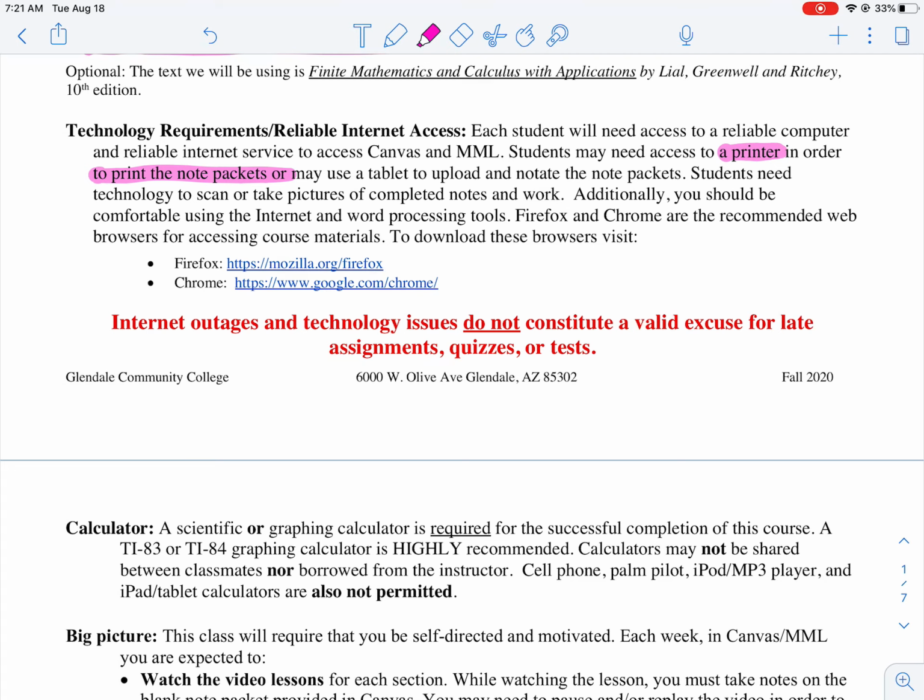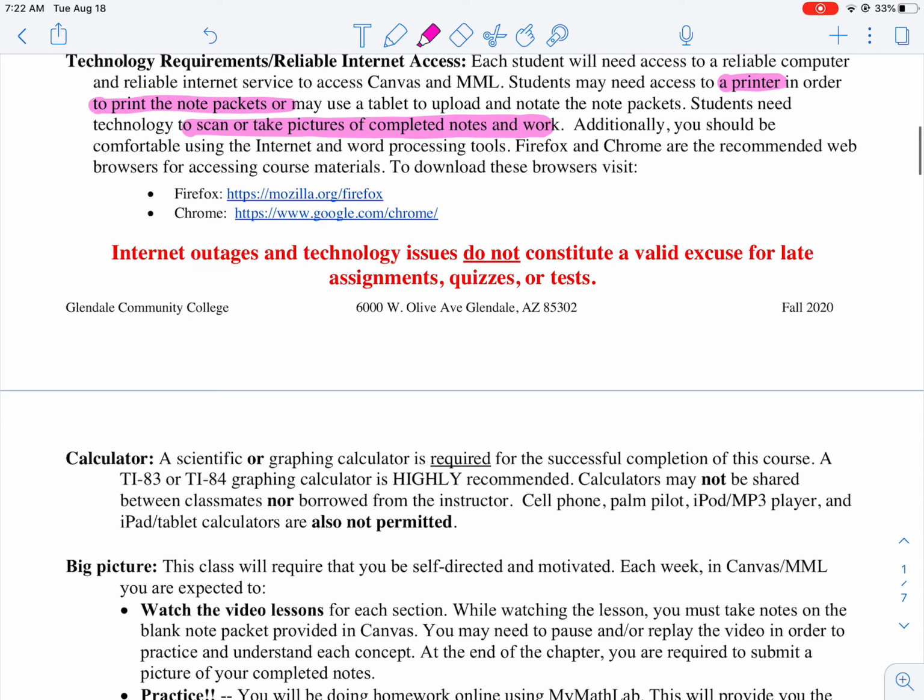Because you're expected to take notes, I do need a way of seeing that you've completed the notes. So you also need a way to be able to scan or take pictures of your completed notes and your work. Whether that's a phone that you can take pictures with, or a scanning app, or an actual scanner, you need to be able to take pictures or scan your completed notes and upload them in one document, not 37 different documents, to submit those completed notes and work to Canvas, okay? So please make sure that you have all the technology that you need.